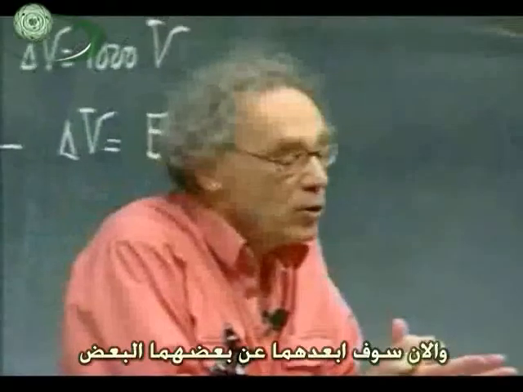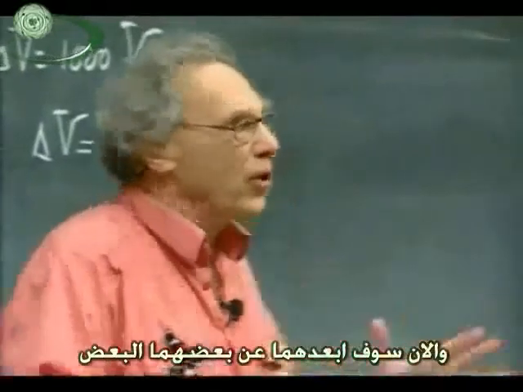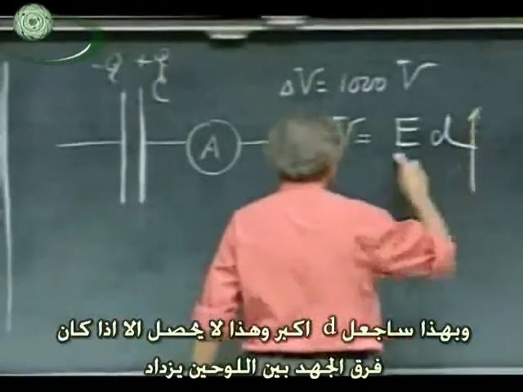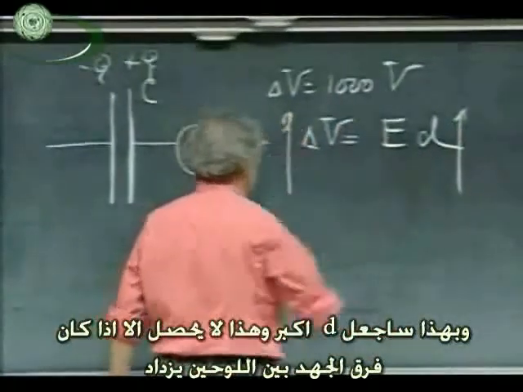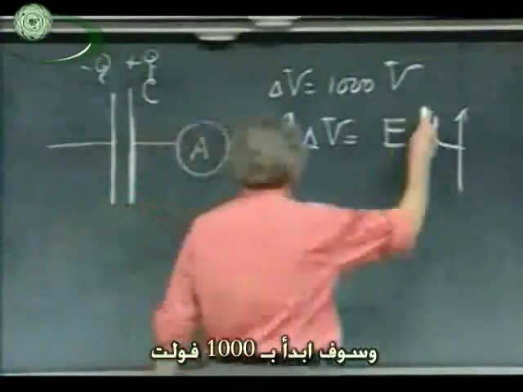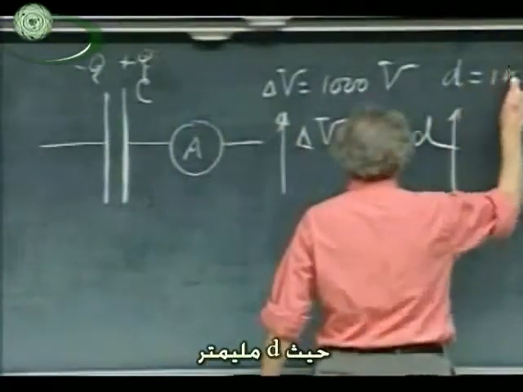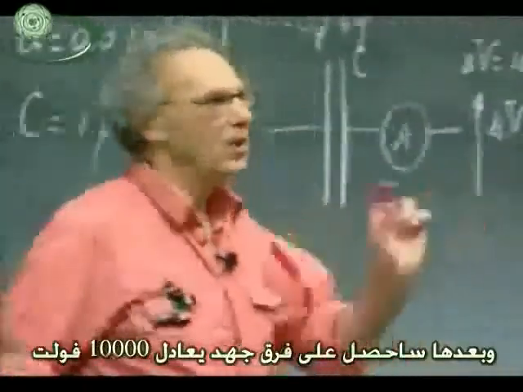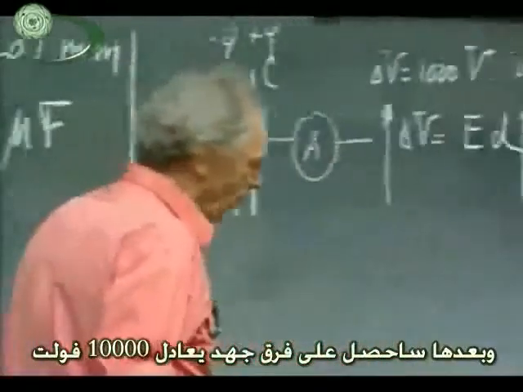And now I'm going to move them further apart. Therefore, I'm going to make d larger, and that can only happen if the potential difference between the plates increases. I will start off with 1000 volts, whereby d is 1 millimeter, and then I will open up this gap up to 10 millimeters. And then I have a potential difference of 10,000 volts.